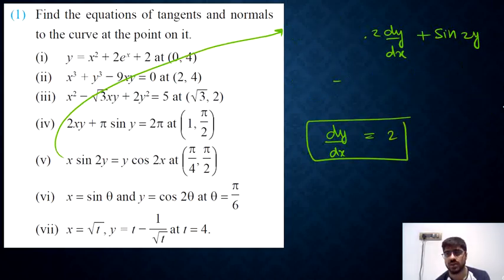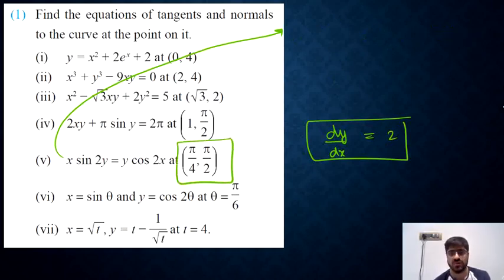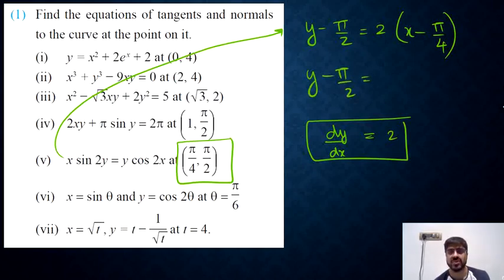And finally, we write the equation of tangent and normal by the slope point form. So if the point is pi by 4 comma pi by 2, the equation of the tangent will be y minus pi by 2 is equal to the slope of tangent, which is 2, into x minus pi by 4. And the equation of normal will be y minus pi by 2 equal to the negative reciprocal of this, which will be the slope of normal, into x minus pi by 4. So that's the equation of your tangent and that's the equation of your normal.